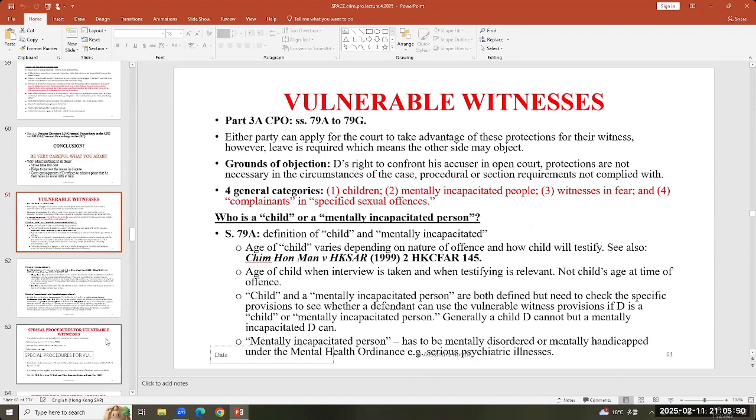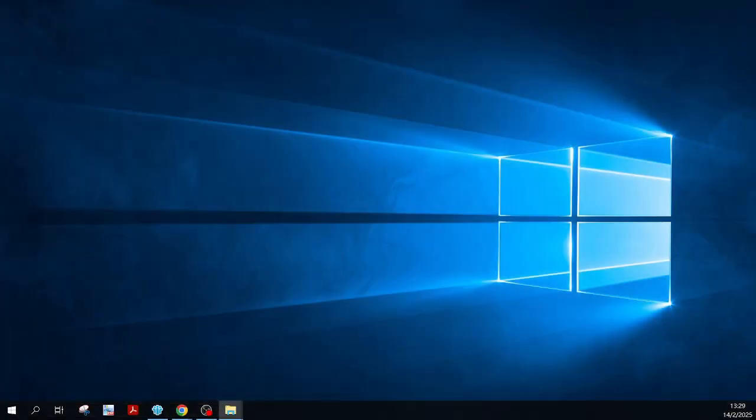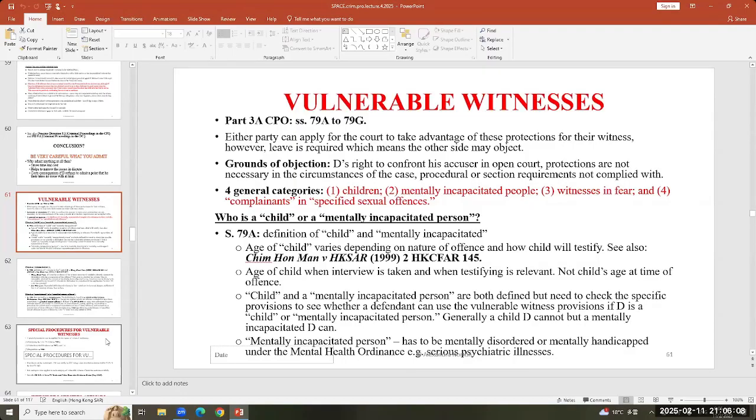Okay, we're making our way through vulnerable witnesses. Remember, these are special procedures that are in place to protect a certain category of witness who are felt to be more susceptible, perhaps, to being influenced or may break down under pressure. So there are basically 4 types of vulnerable witness: children, mentally incapacitated people, witnesses in fear, and complainants in specified sexual offenses. The prosecution usually requests these procedures to be put in place.